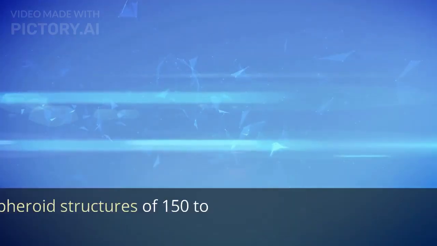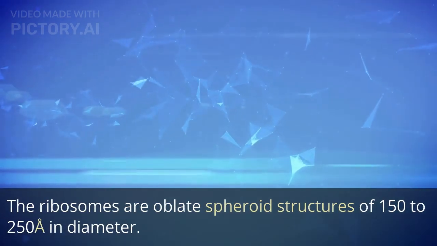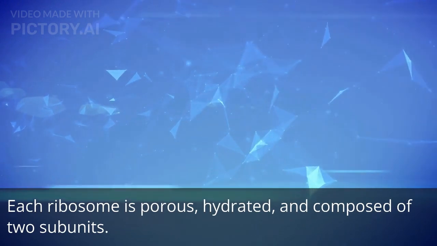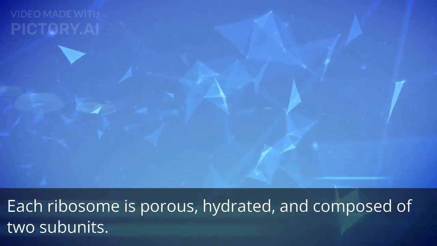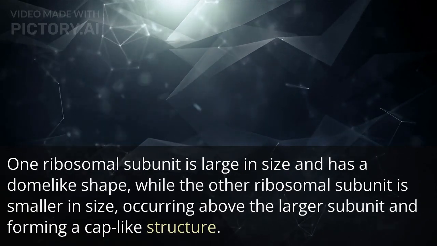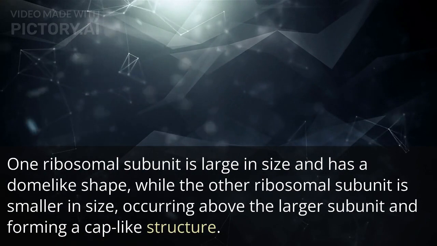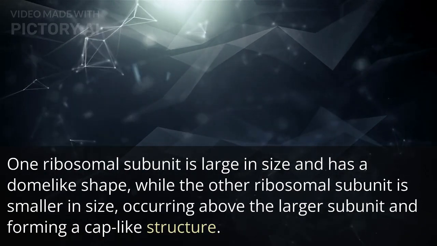Structure. The ribosomes are oblate spheroid structures of 150 to 250 Å in diameter. Each ribosome is porous, hydrated, and composed of 2 subunits. One ribosomal subunit is large in size and has a dome-like shape, while the other ribosomal subunit is smaller in size, occurring above the larger subunit and forming a cap-like structure.